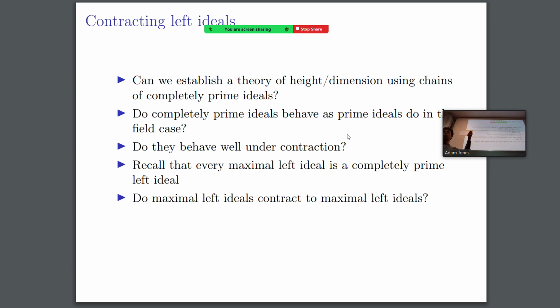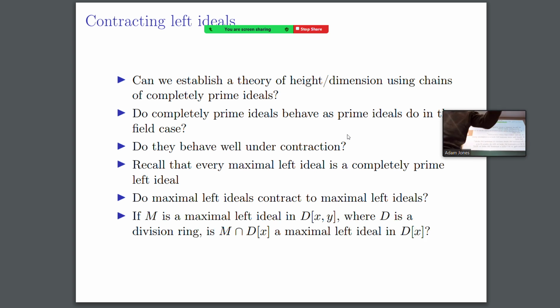Let me make a concrete question. Just take a maximal completely prime left ideal, which is simply a maximal left ideal. Do they contract to maximal left ideals? Just to be very concrete, even in two variables, take a maximal left ideal in a ring of polynomials in two variables over a division ring. What happens if you contract it to one variable? Do you get a maximal left ideal? We were wondering about this simply because we want to establish some dimension theory, and this is somehow the very first question you have to answer.